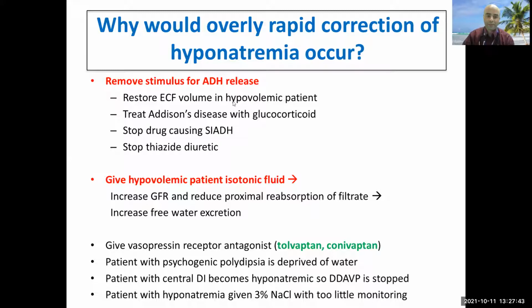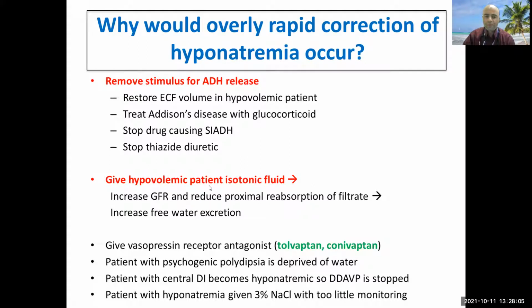The patient will go to hypernatremia and be overcorrected. The same mechanism applies to a patient with Addison disease treated with glucocorticoids, a patient who stops the medication causing syndrome of inappropriate antidiuretic hormone secretion, SIADH, and stopping thiazide diuretics. All of these remove or suppress the stimulus for ADH release.